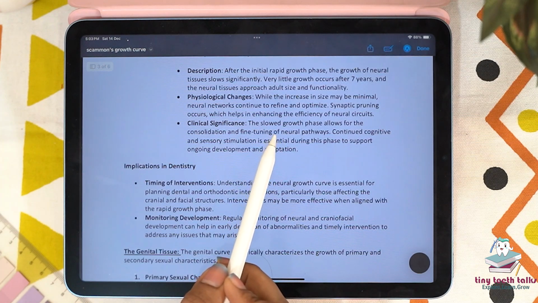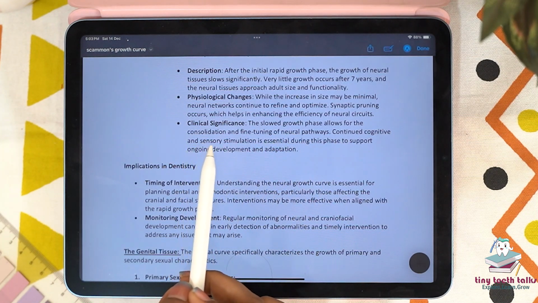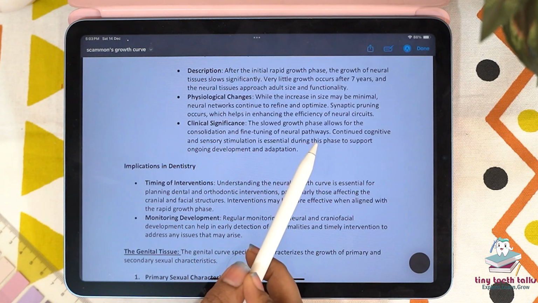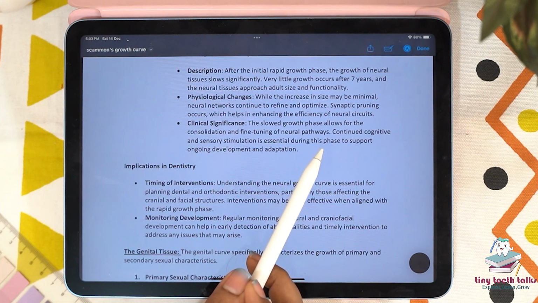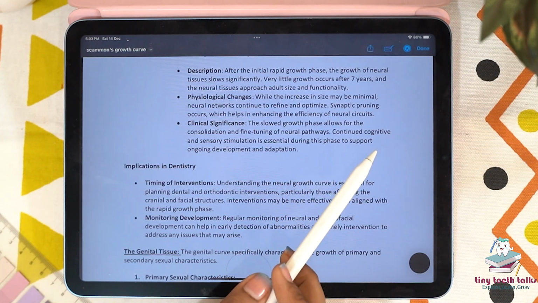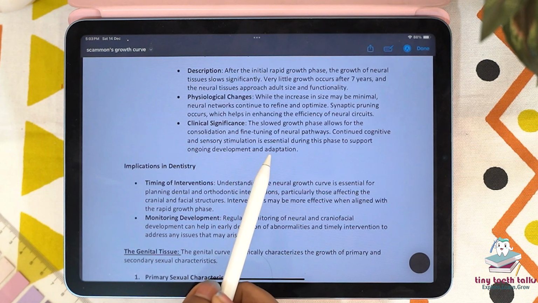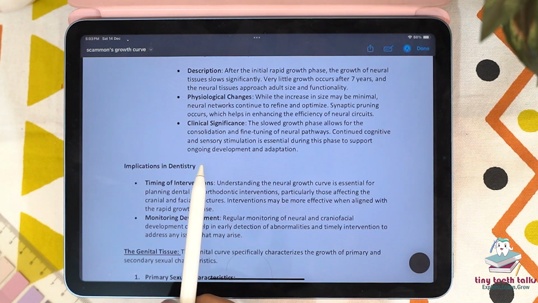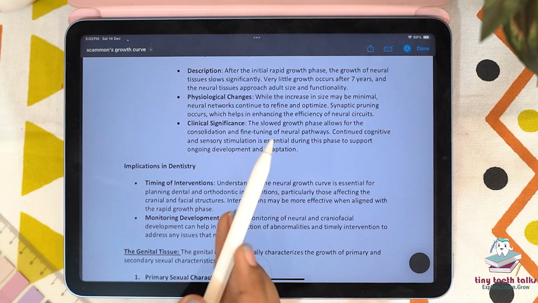Clinical significance. The slowed growth phase allows for the consolidation and fine-tuning of the neural pathways because they remove the unnecessary synapses. Continued cognitive and sensory stimulation is essential during this phase to support the ongoing development and adaptation.